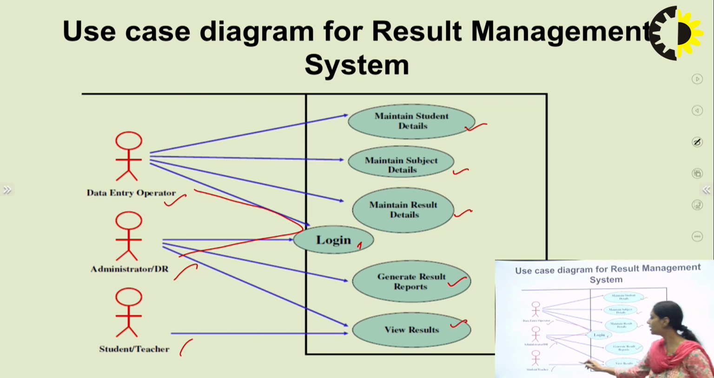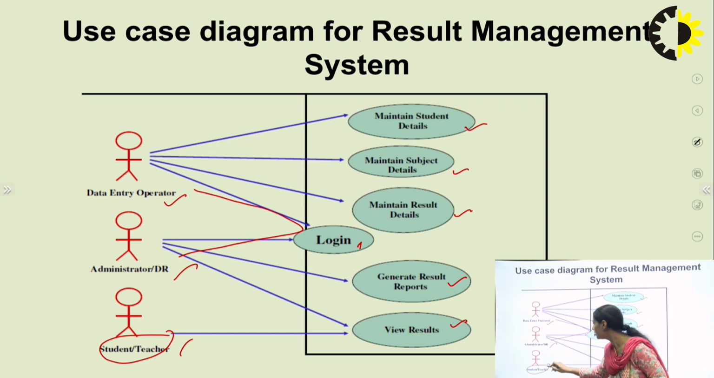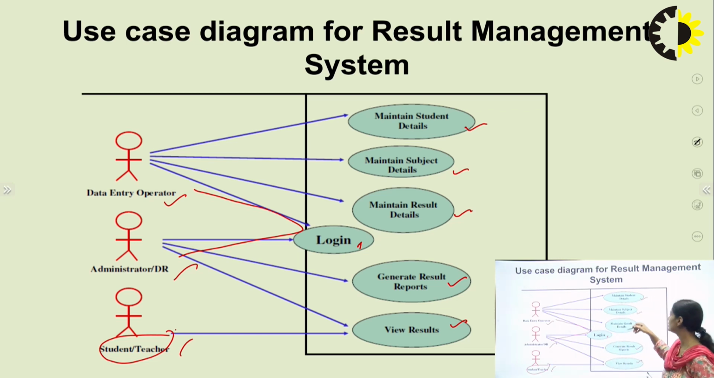Now, the student or the teacher do not have access to any of these because they don't have to maintain all these details. They can only view the result that is generated by the admin or the data entry operator. So this clearly shows which actor will be interacting with which use case. Once it is implemented later on, it is very easy to understand what all responsibilities will be given to which actors.